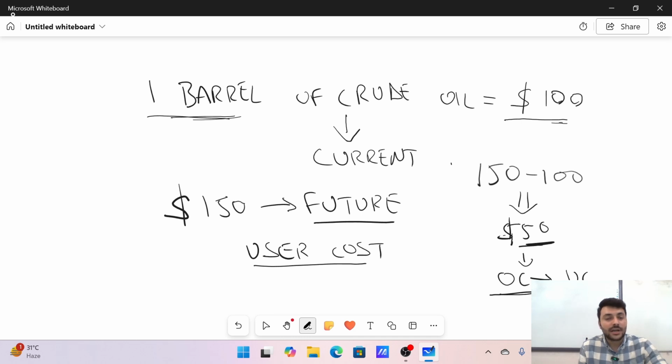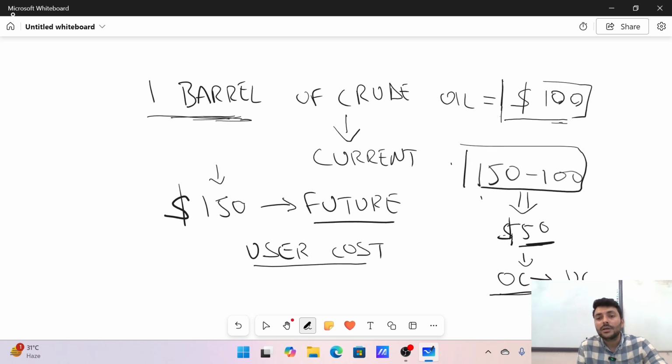I hope you all are understanding what I'm trying to say. In the present time period, the price of 1 barrel of crude oil is $100. If in the future this price increases to $150, and the extractor decides to extract this 1 barrel in the present time period, then he is foregoing a return of $50, which is the opportunity cost, and this opportunity cost is the user cost.